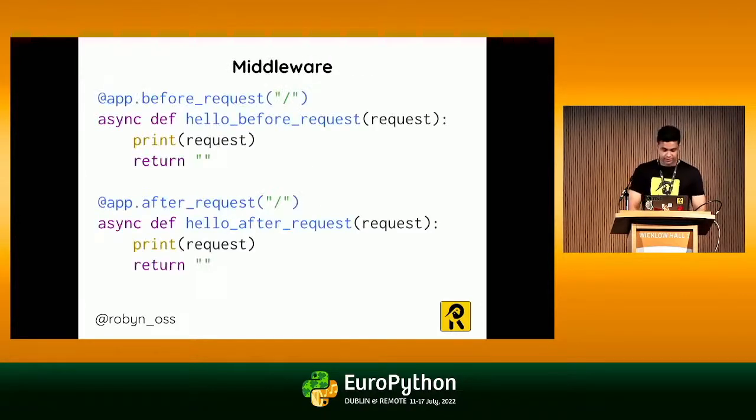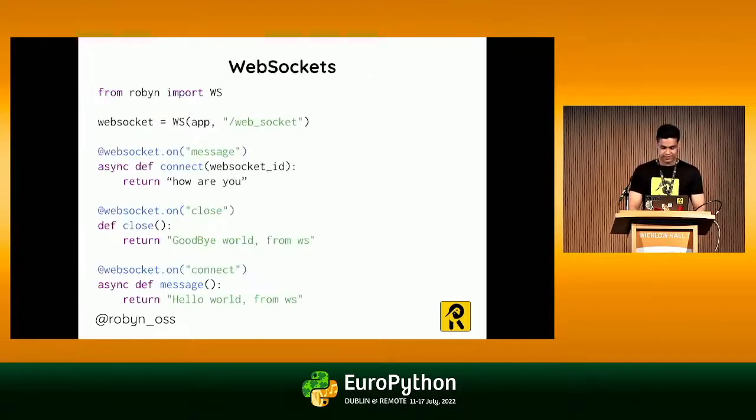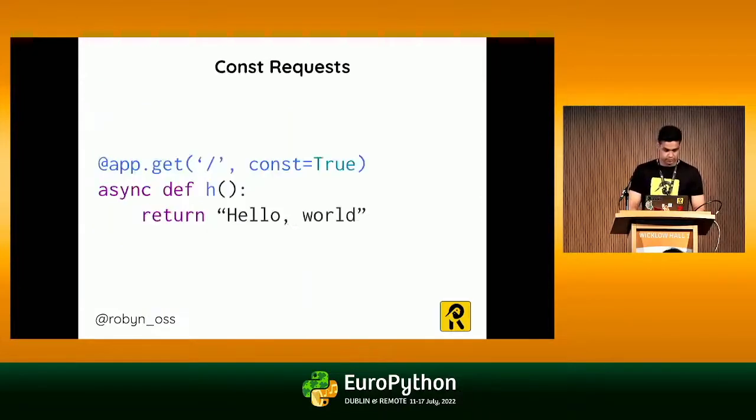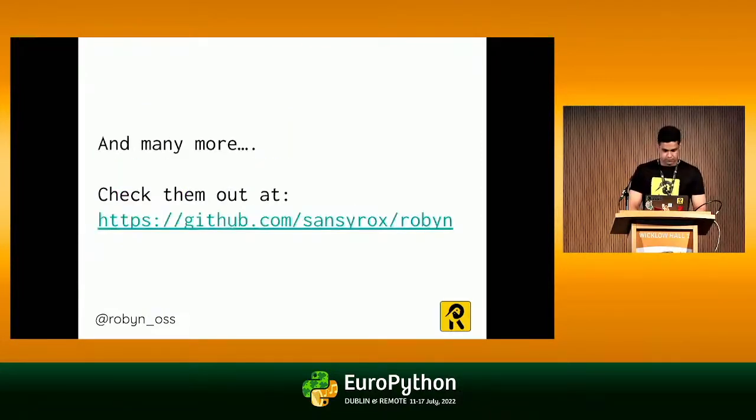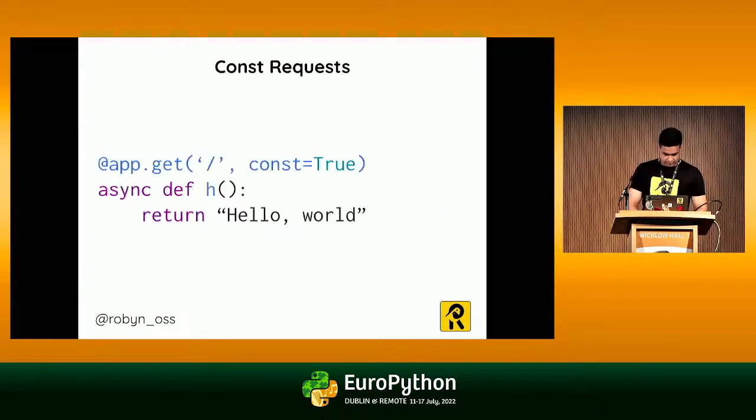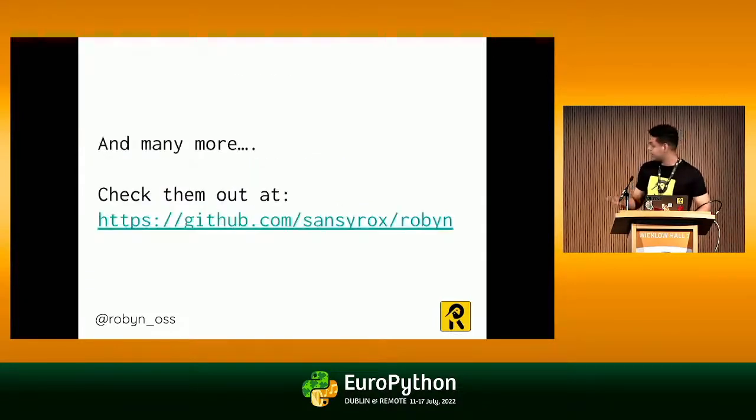We have middlewares for logging, for authentication, and we all love middlewares, basically. We support WebSockets, so your real-time applications are also supported in Robyn. Constant requests, and much more at the GitHub repo.